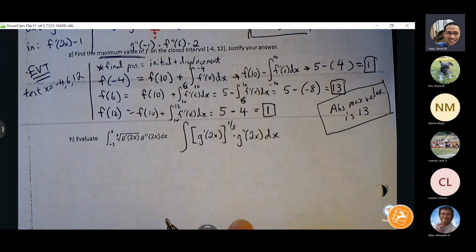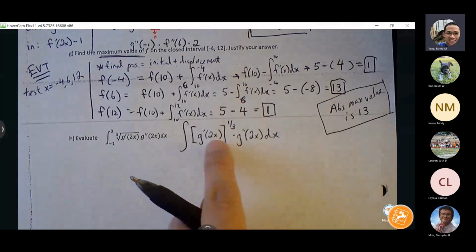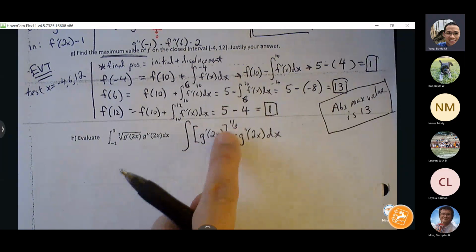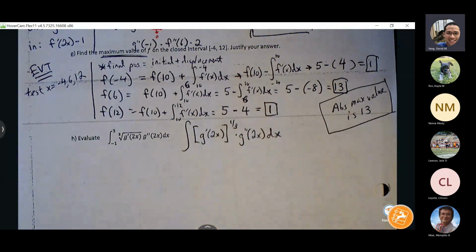Okay, so if we want to choose a U value, we want to usually choose what's inside a set of parentheses. These parentheses are too small. We want something that's a little bit larger here. So it looks like what's inside this bracket is going to be potentially a good fit for our derivative or for our U value.